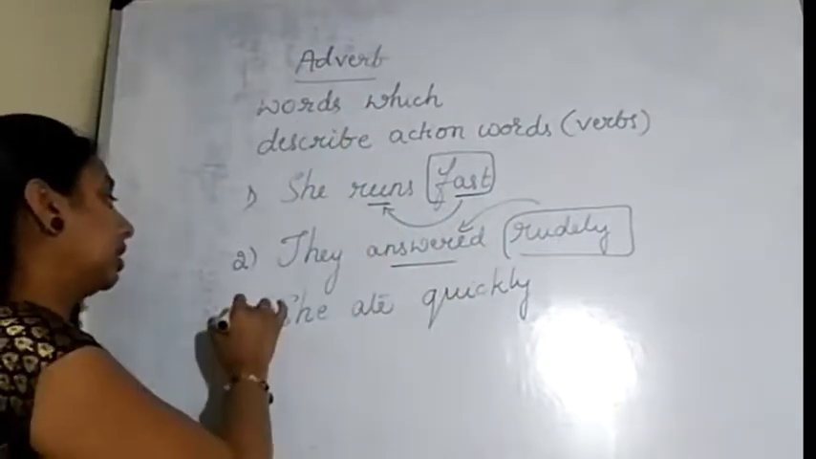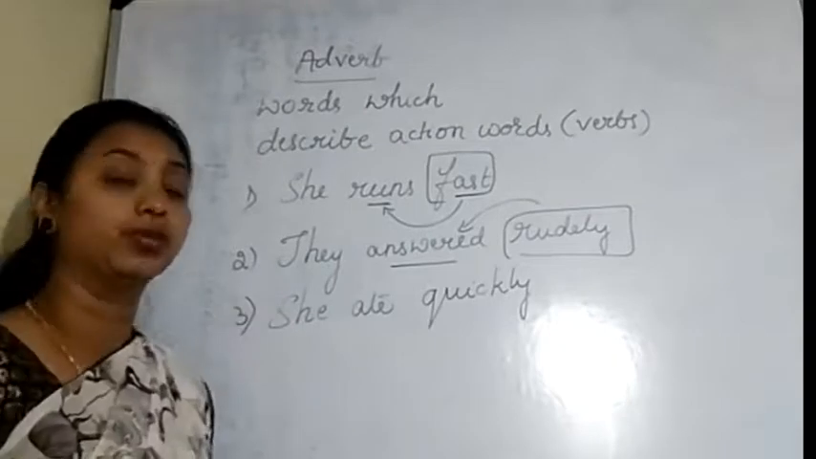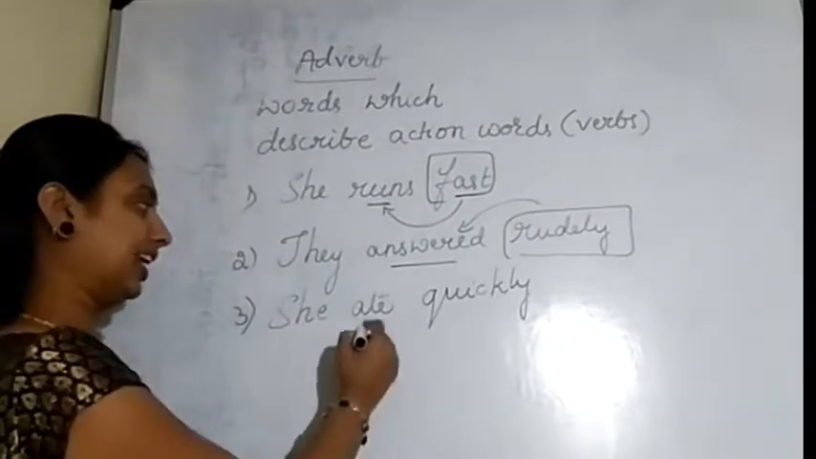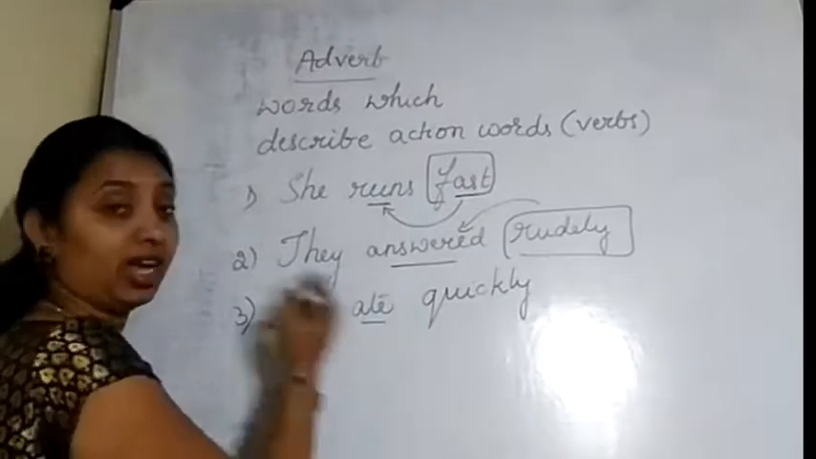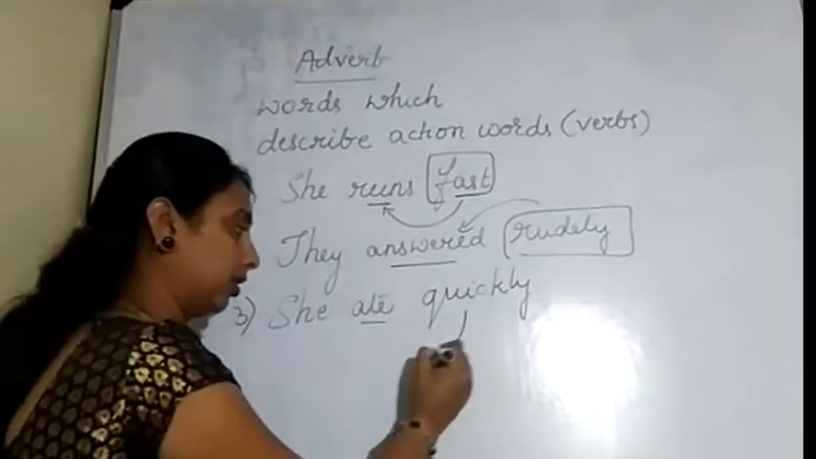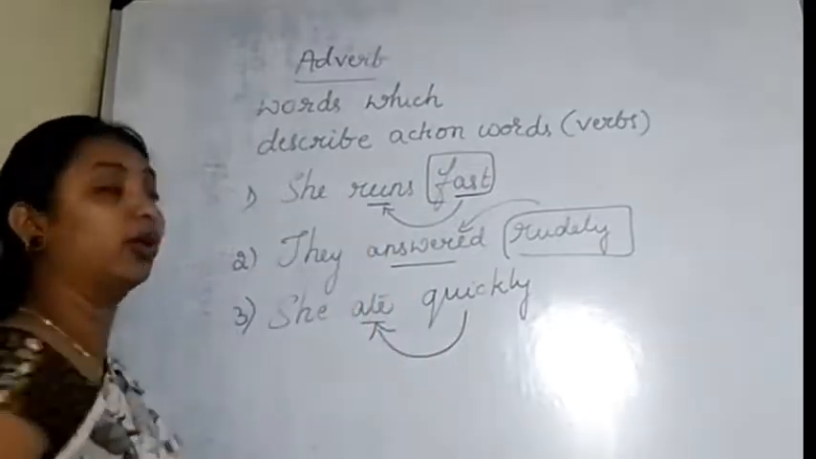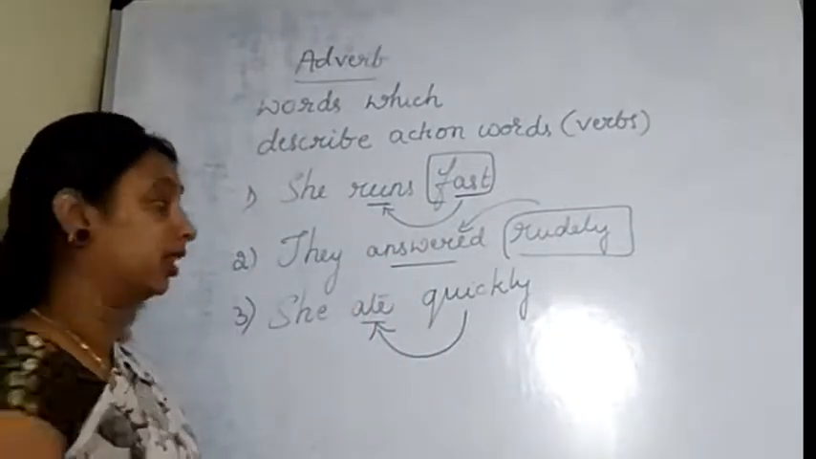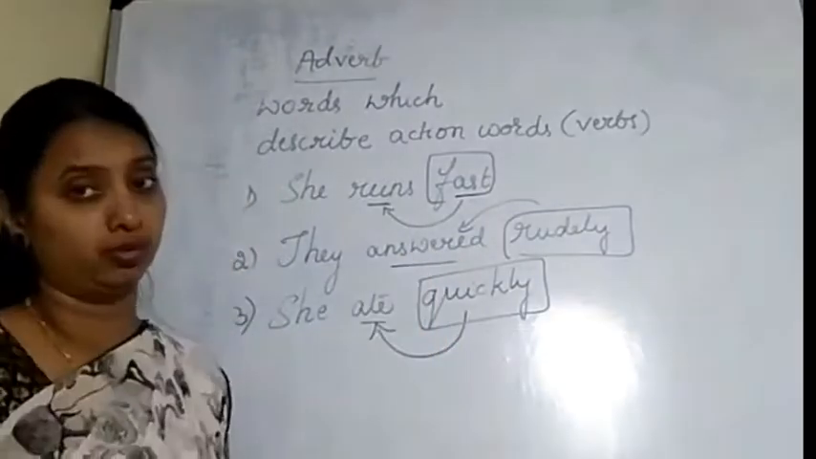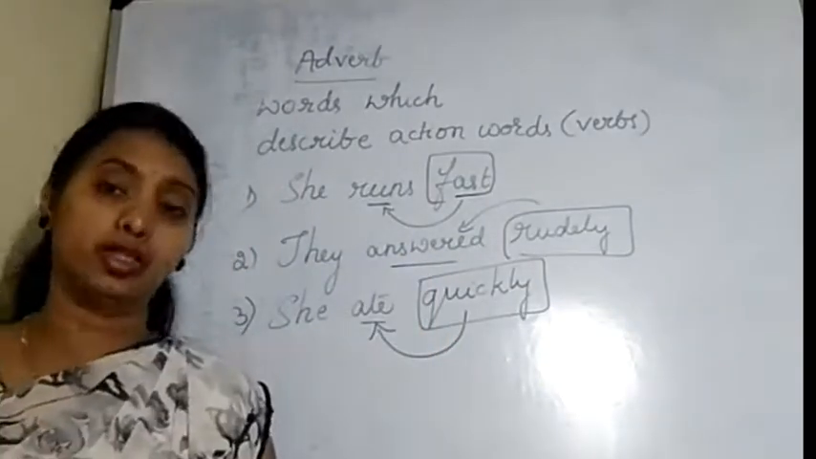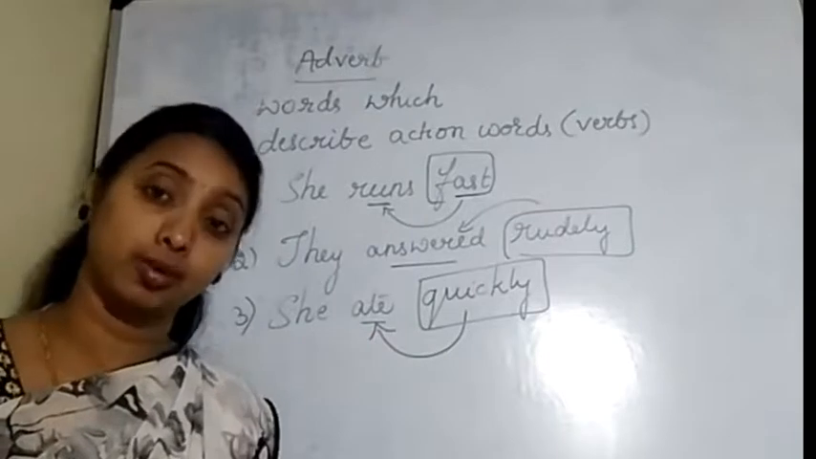Next, she ate quickly. Which is the verb here? Ate is the verb here. Which is the word which is saying something about this ate? Quickly is the word which is saying something about ate, meaning the verb. That's why quickly is an adverb. So, adverbs are the words which say something about the verbs.